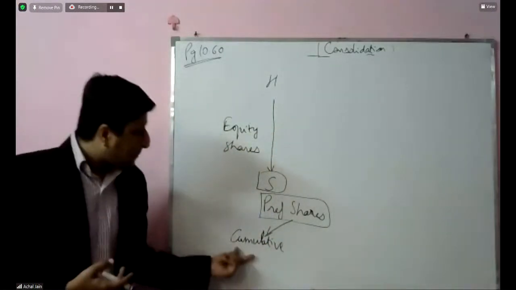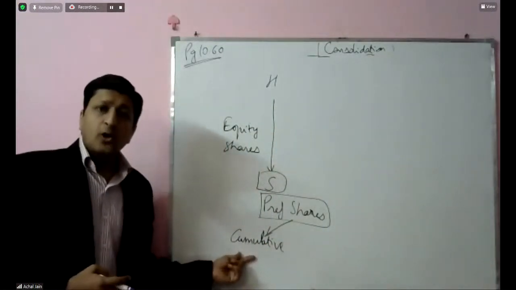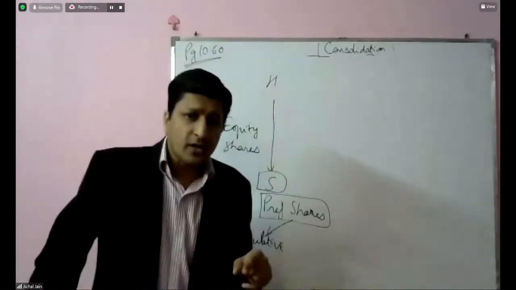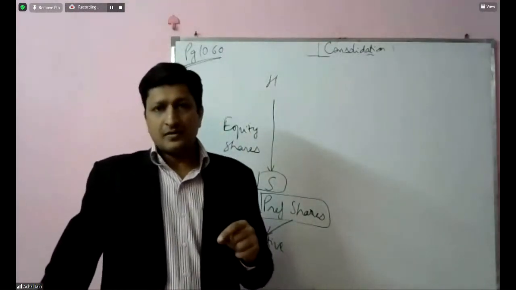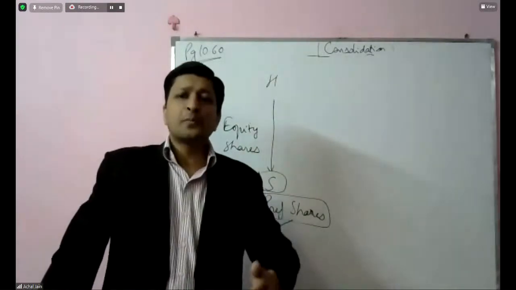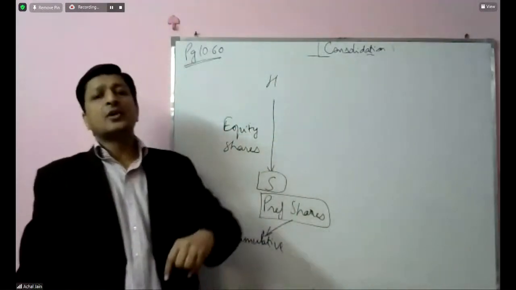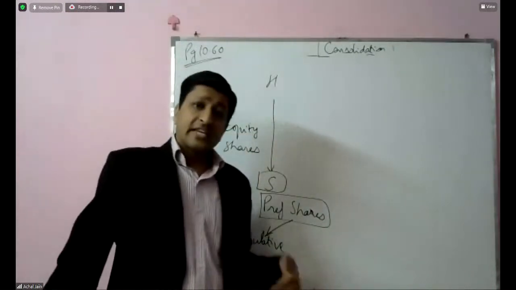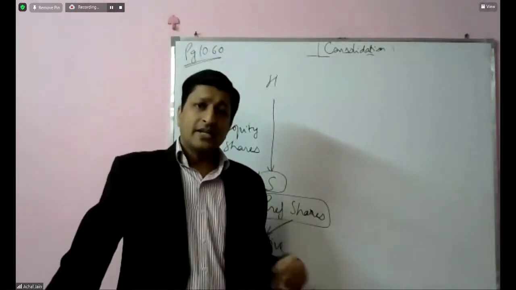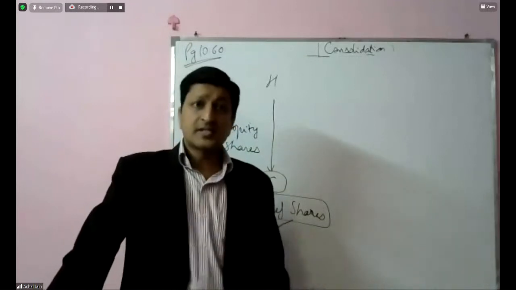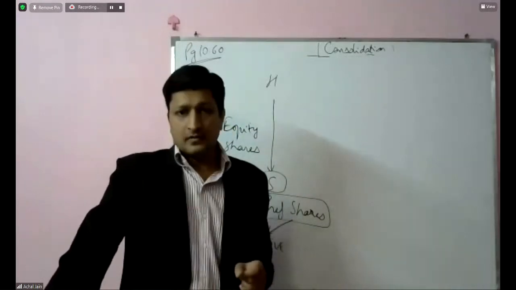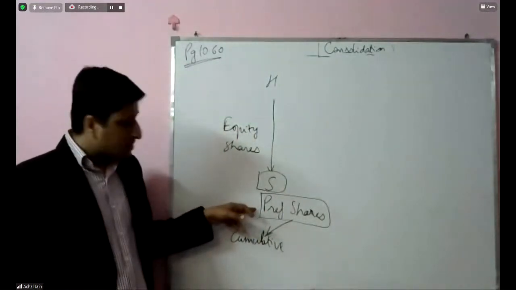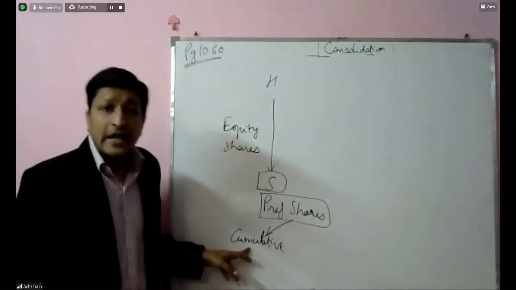The preference dividend on these cumulative preference shares should also be recorded as a liability. You will not say that this is not payable. That will keep getting accumulated, which is why the name is given cumulative. Even if this is not paid, even if that is not declared, still that will accumulate, which makes these preference shares in the nature of a liability.